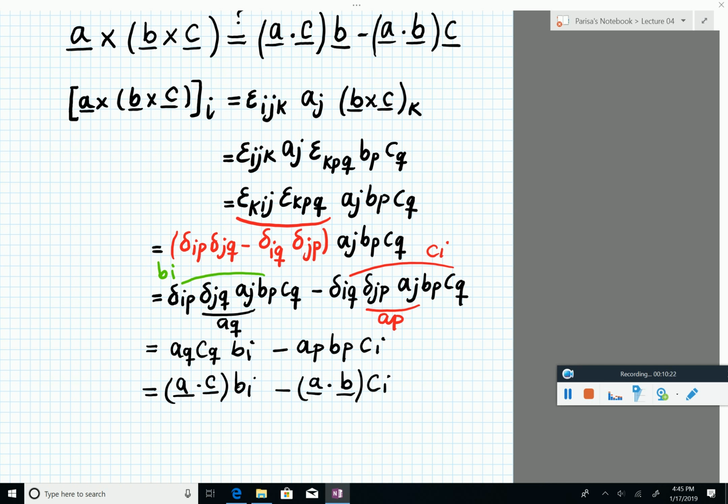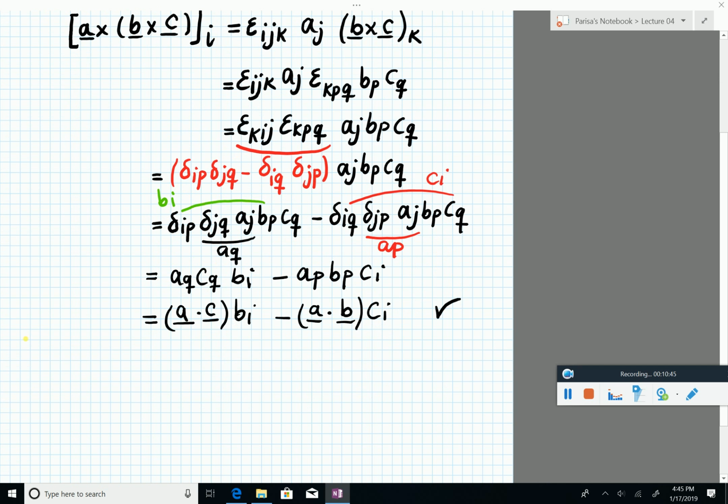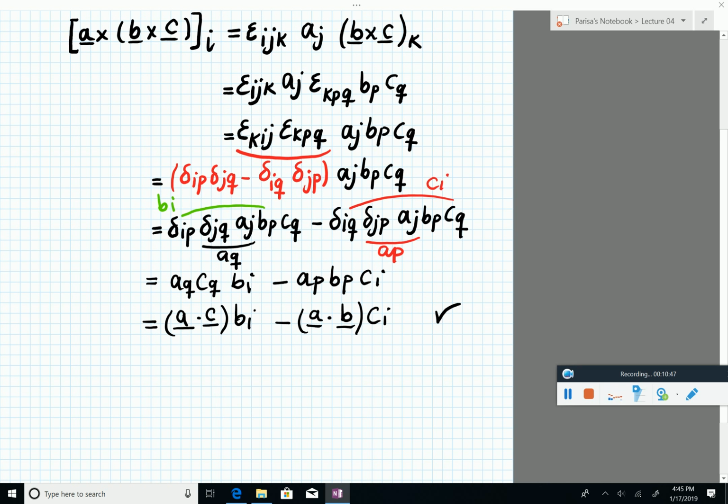So if you look at the free index i on the left-hand side, and then you have the free index i. And last time you learned that in index notation, we can look at the component, and that is as if we are referring to the vector. So basically we are done. So this is done. Any questions about this?